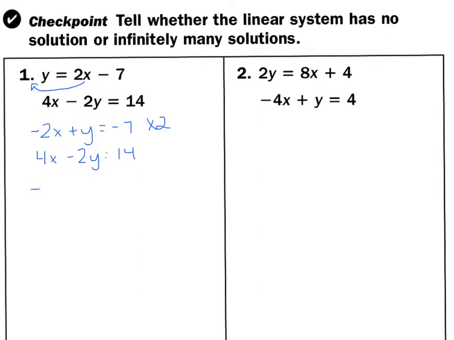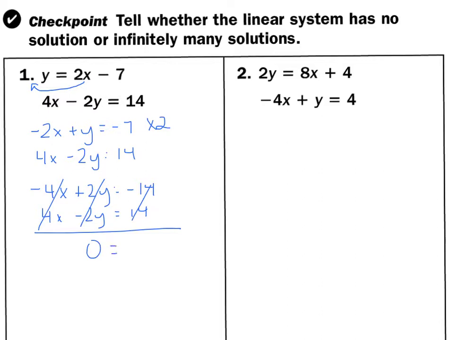That will leave me with negative 4x plus 2y equals negative 14. And the bottom one will still be 4x minus 2y equals 14. Those cancel out, those cancel out, and those cancel out, which leaves us with 0 equals 0. That's true. When it's true, we say it has infinitely many solutions.